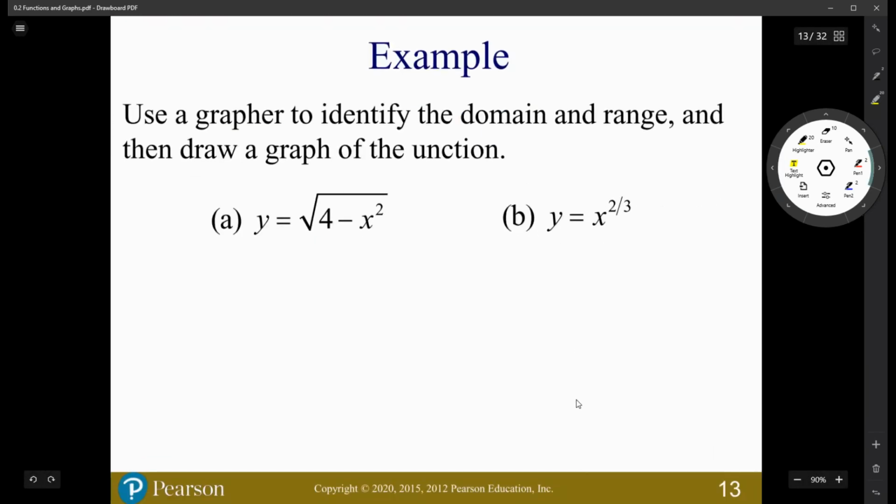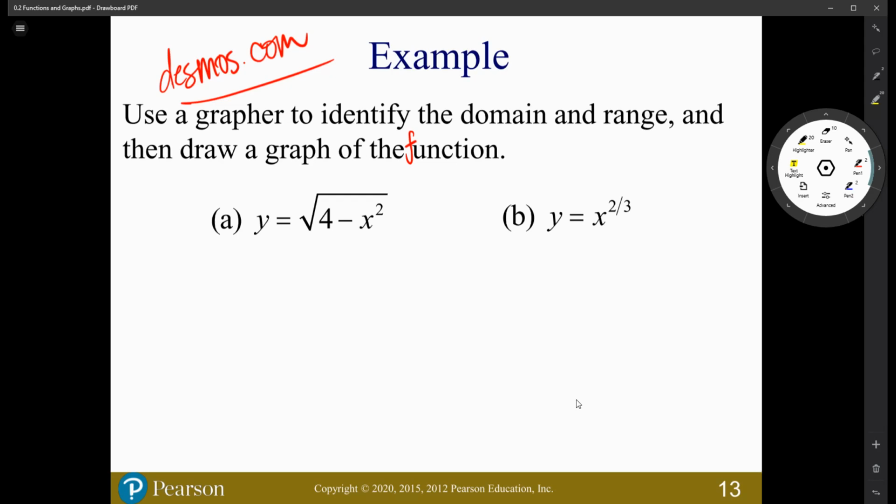So here's an example. We want to use a grapher to identify the domain and range, and then draw a graph of this. It should say function, not unction. If you don't have a TI-84 on hand, I would suggest going to the website desmos.com. That is an awesome graphing calculator. It's free to use. In fact, in many cases, it is more powerful than a TI-84 or 89. So we want to graph these functions and talk about maybe some of their domains and ranges, interesting characteristics.